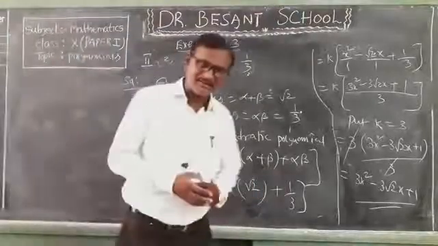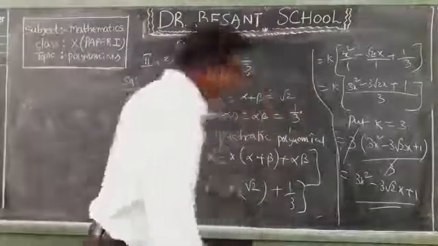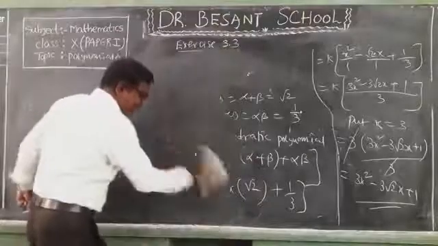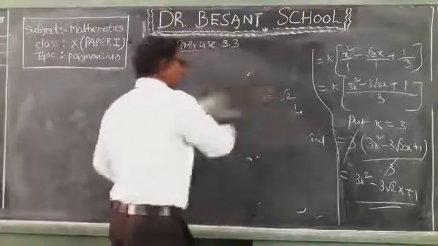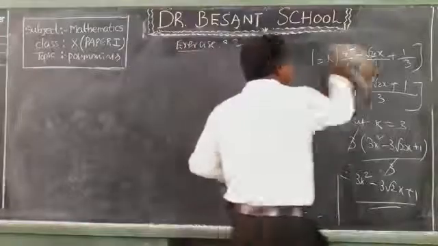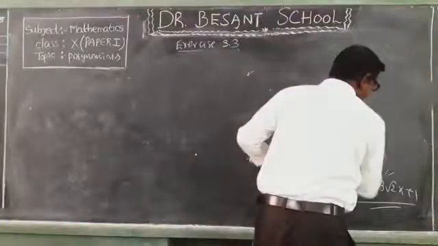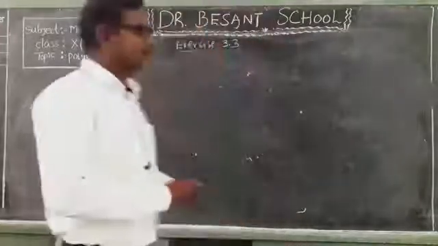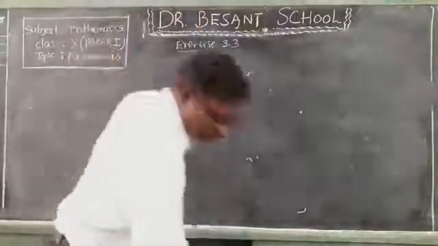So, did you understand, children? Yes, okay. So, these are the two problems I explained to you from this Roman. We learned finding a quadratic polynomial when the sum of zeros alpha plus beta and the product of zeros alpha into beta are given. Okay. Now, these three Romans are completed from this exercise 3.3.